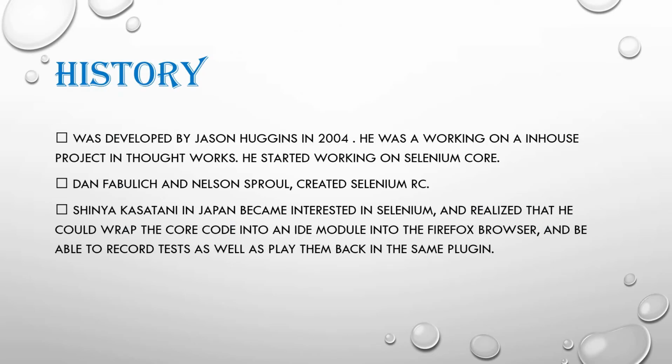And this is the history of Selenium. It was initially developed by Jason Huggins in 2004, and the first company in which Selenium was developed was ThoughtWorks. Later on, it was taken by Google, and later on, Dan Fabulich and Nelson Sproul created Selenium RC, and Shinya Kasatani in Japan became interested in Selenium and realized that it could wrap the core code into an IDE module, and they developed an add-on for the Firefox browser that we call Selenium IDE.